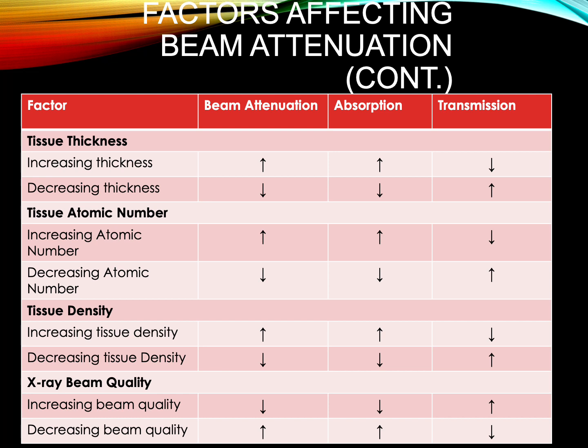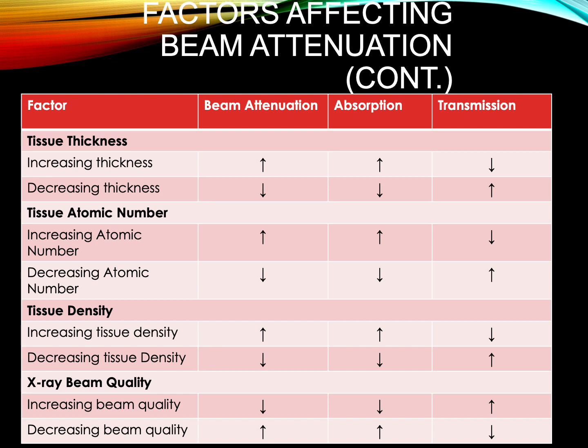Tissue density: increasing the tissue density is going to increase beam attenuation. There's more tissue for the beam to be absorbed in, right? So your absorption will be increased. And then, of course, the transmission will be decreased because more is being attenuated, more is being absorbed, so less are going to make it to the image receptor. With decreasing tissue density, you have a decreased beam attenuation, decreased absorption, and more X-ray photons are interacting with the image receptor, so you have an increased transmission.